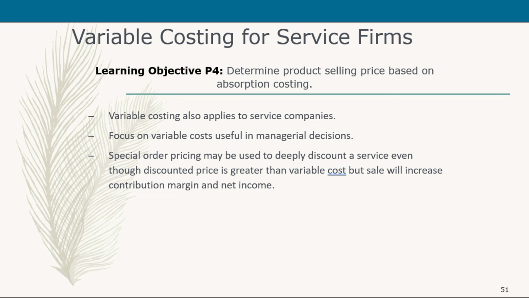so do we have any variable costing for service firm? The answer is yes. Variable costing also applies to service companies, not only to manufacturing or product or trading companies. And there should be a focus on variable cost that is useful in managerial decision. Since your variable cost is more controllable, it is very useful in the managerial decisions. So of course, there will be a special order pricing that may be used to deeply discount a service, even though discounted price is greater than variable cost, but the sale will increase contribution margin and net income.